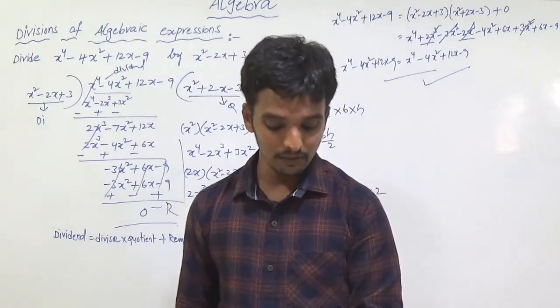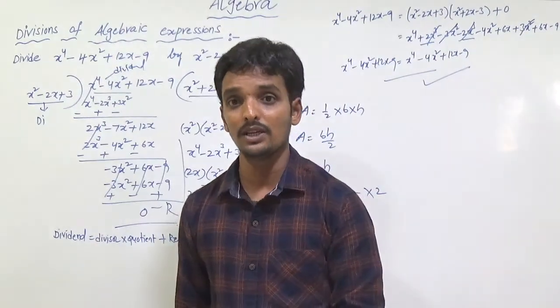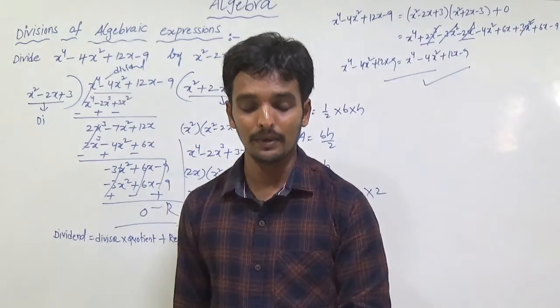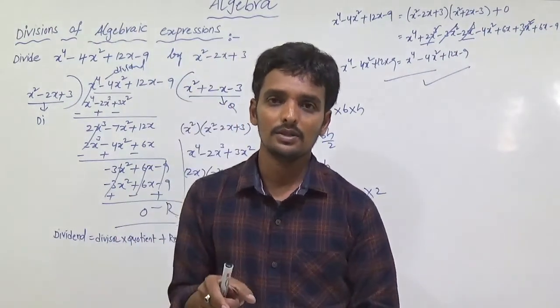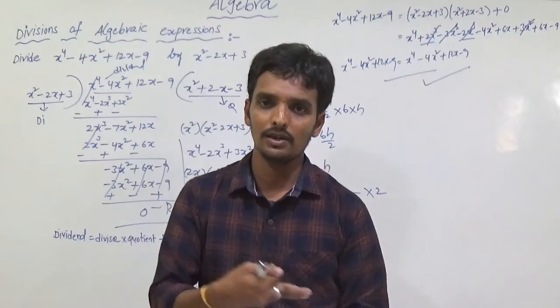11th question. The lengths of 3 sides are given in meters. They are asking the perimeter. What is the total length? The total length means we have to add all the terms. They are giving 3 terms. Add the 3 terms and you will get the answer.